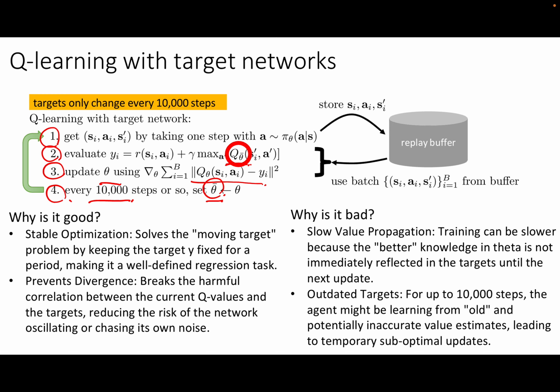So there are pros and cons of this kind of target network. Target network means some dedicated, different network that is only used for getting targets of our Q network. The good point is that it can make training stable, as I said. Stable optimization solves the moving target problem by keeping the target y fixed for a period, making it a well-defined regression task. And it prevents divergence, breaks the harmful correlation between current Q values and the targets, reducing the risk of the network oscillating or chasing its own noise.